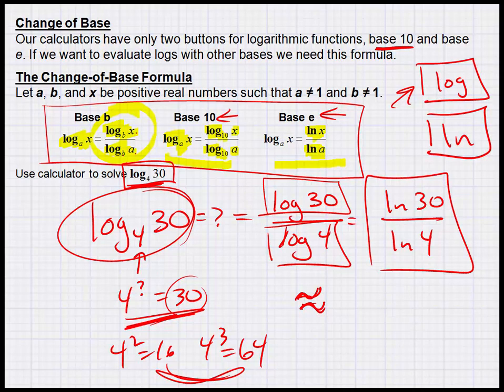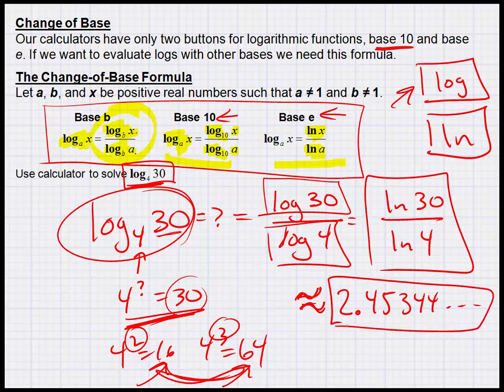I mean, if you're going to guess on this one, you would say the answer is somewhere between 2 and 3, right? Because 4 to the second is 16, 4 to the third is 64, and 30 is between 16 and 64. So you could say it's somewhere between 2 and 3. But if you put this in your calculator, let's see what I get. You get 2.4534, etc. And you get a better decimal than just saying something between 2 and 3. So this is the answer.